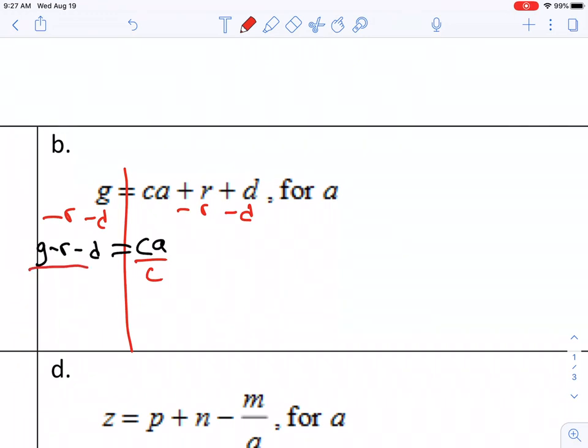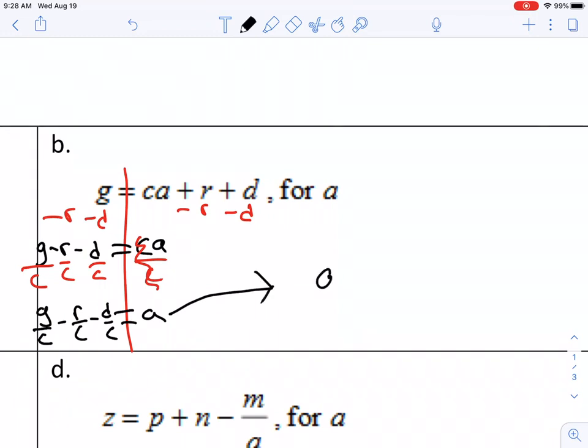And again, I can either say this whole group divided by c, or I can say each individual term divided by c. Because it would be a common denominator, we can write it either way. So that'll make that cancel out. And we're left with a equals g over c minus r over c minus d over c. The other way we could write that is a equals g minus r minus d all over c.